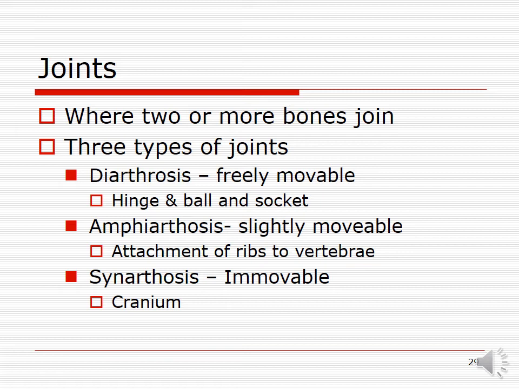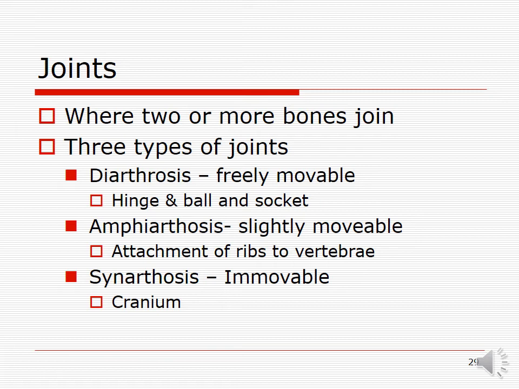So a diarthrosis joint is freely movable, and we think about those with the hinge joints and the ball and socket joint. So a hinge joint is going to be like an elbow or knee, whereas ball and socket would be like a shoulder and hip.